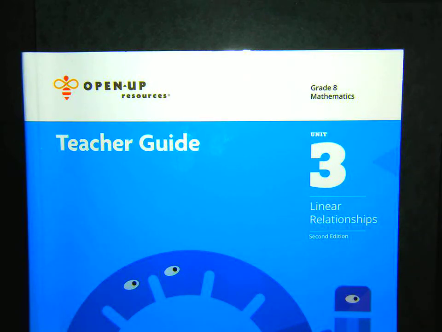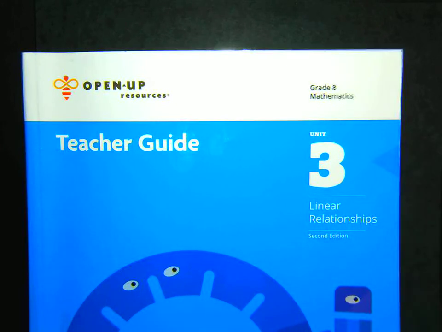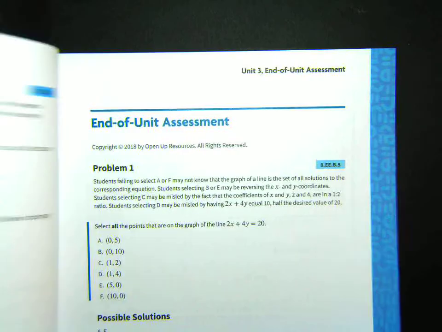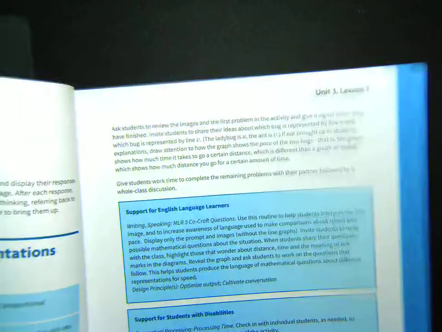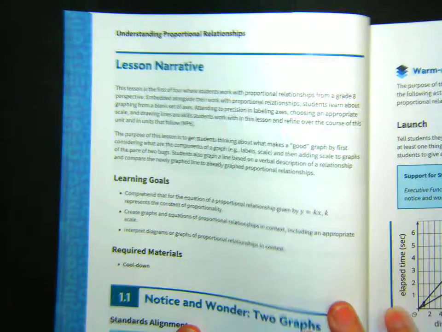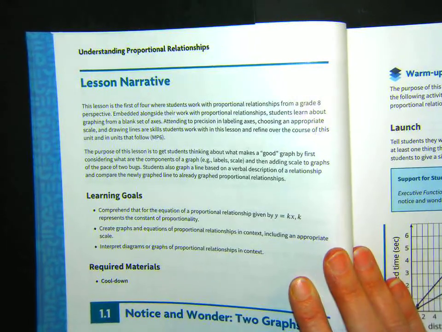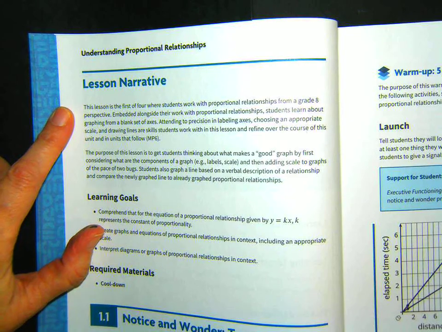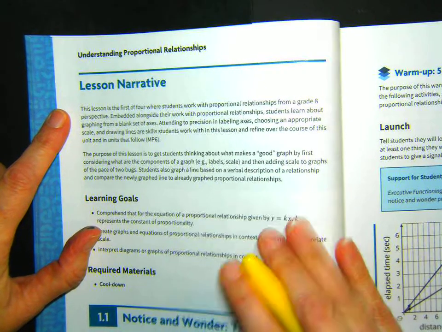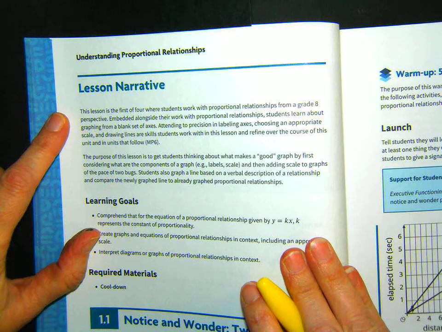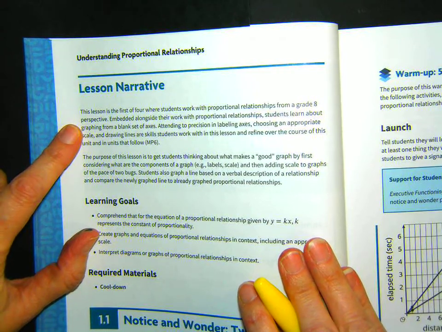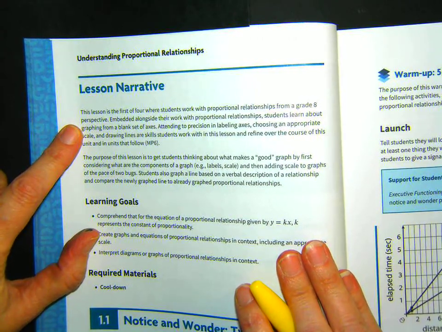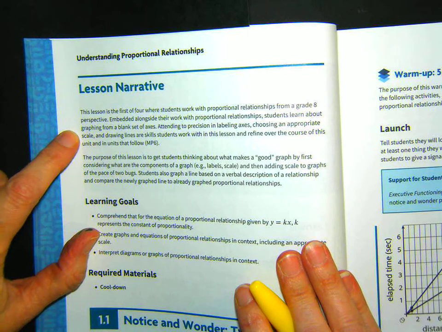Okay, this is a quick look at the beginning of Unit 3, specifically lesson 3.1. If I look at the opening lesson narrative, I will see that this lesson is the first of 4 lessons where students will work with proportional relationships from a grade 8 perspective. Embedded alongside that, students will learn about graphing from a blank set of axes.